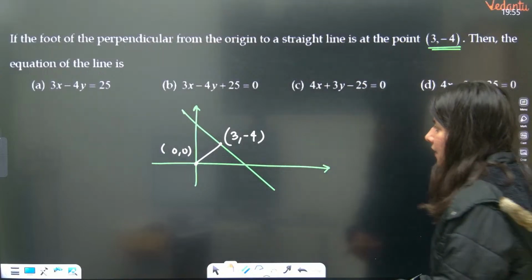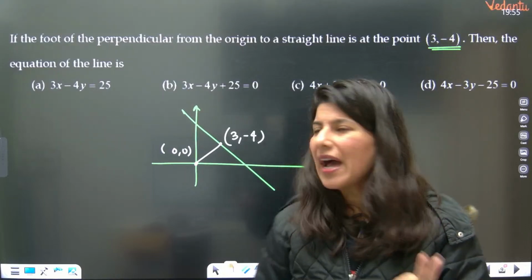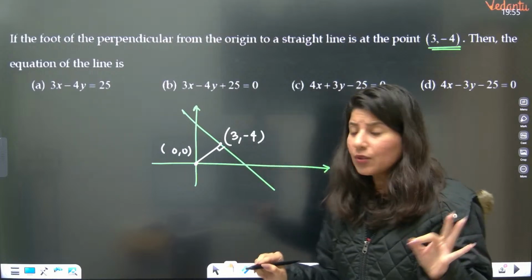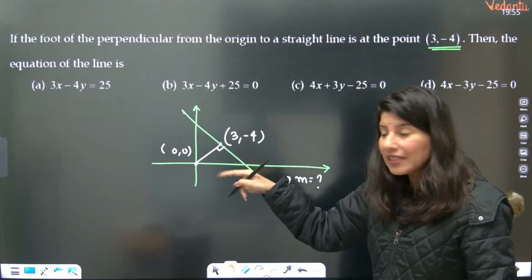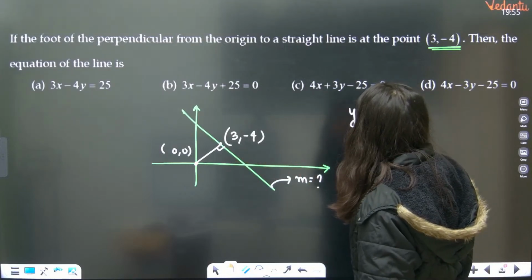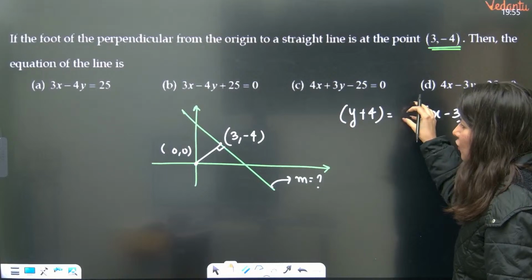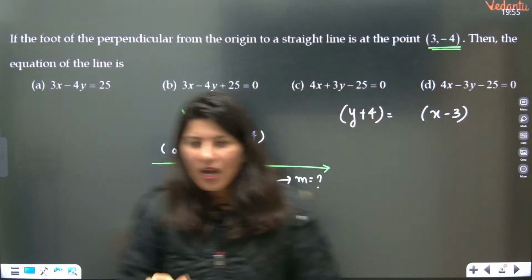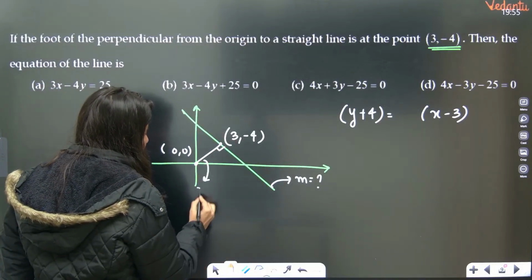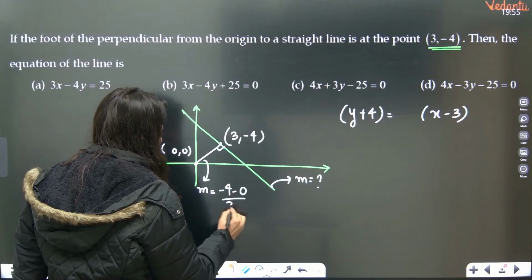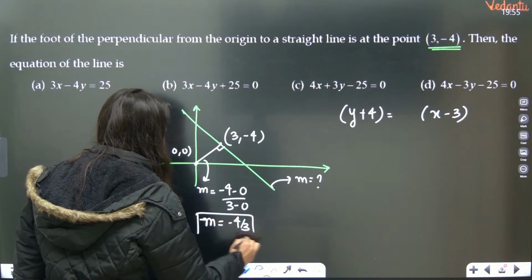Now understand one thing, that to write the equation of any line, you need its slope. Basically what I want is the slope of this green line, and a point on the line, which is already there. So the equation is y plus 4 equals slope times x minus 3. Now how to calculate the slope? The slope of this line I don't have, but I can calculate the slope of this line: minus 4 minus 0 upon 3 minus 0. So m is going to be minus 4 by 3.